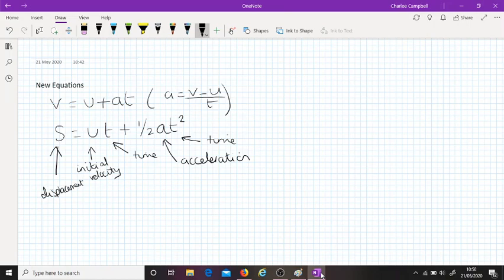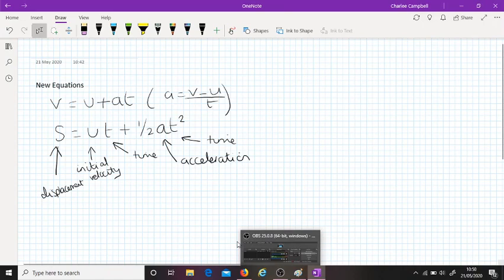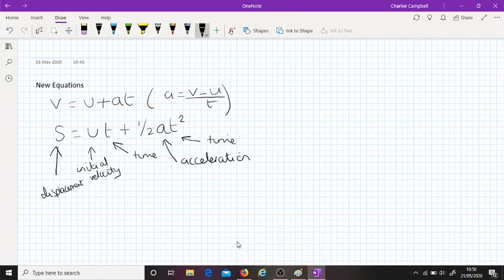Okay, so that's our new equations then. This first one, as I said, is just this rearranged. This is brand new. You'll get this in your formula sheet. Every formula you need to use in Higher will be in the formula sheet. It's just about knowing which ones to use and what they mean.